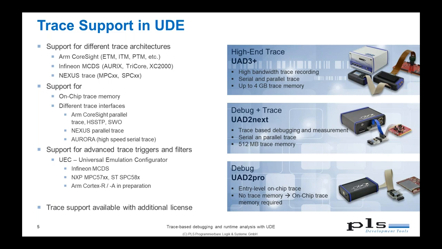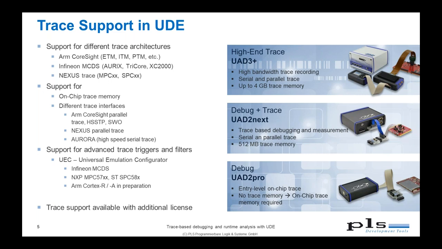If you have no trace memory on chip, or you want to perform long running traces with up to 4 gigabytes of trace data that has to be saved, then we support it with our devices UAD 3 Plus and UAD 2 Next over high-speed trace interfaces like the parallel trace that you find in CoreSight implementations, STP, HSSTP, which is the serial trace protocol from ARM, or SWO. Also, we support Nexus parallel trace, and also the Aurora-based high-speed serial trace that is found in the AURIX devices from Infineon.